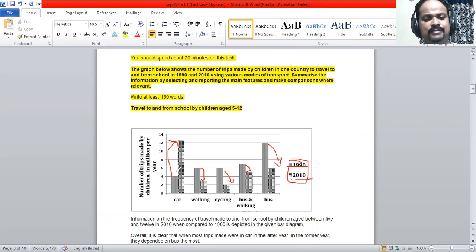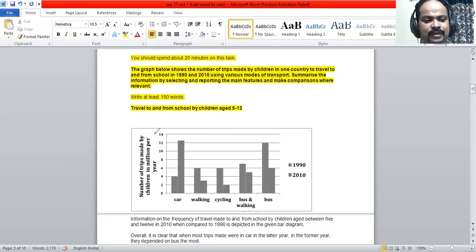So except in case of cars, the number of trips made by these children by cars increased. Except for that, in all other modes, the number of trips they made went down. This is what we can see as a whole.